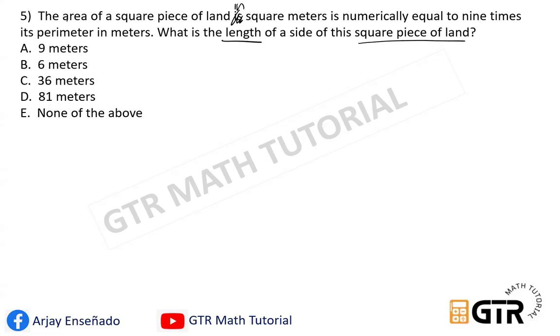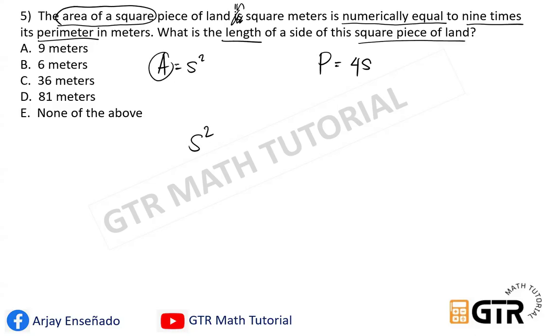Okay? So let's form an equation for this. The formula for the area of a square is equal to S squared. The area of a square piece of land in square meters is numerically equal to 9 times its perimeter in meters. So the formula for the perimeter of a square is 4 times its side, 4S. Okay, so let's form the equation. The area is S squared.